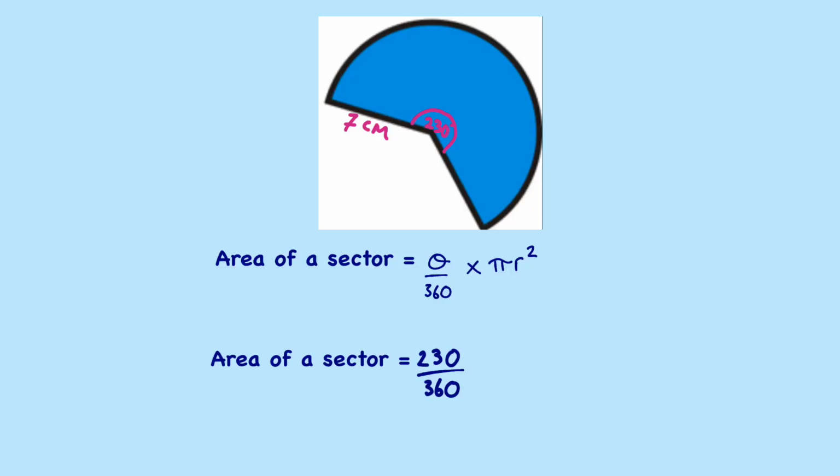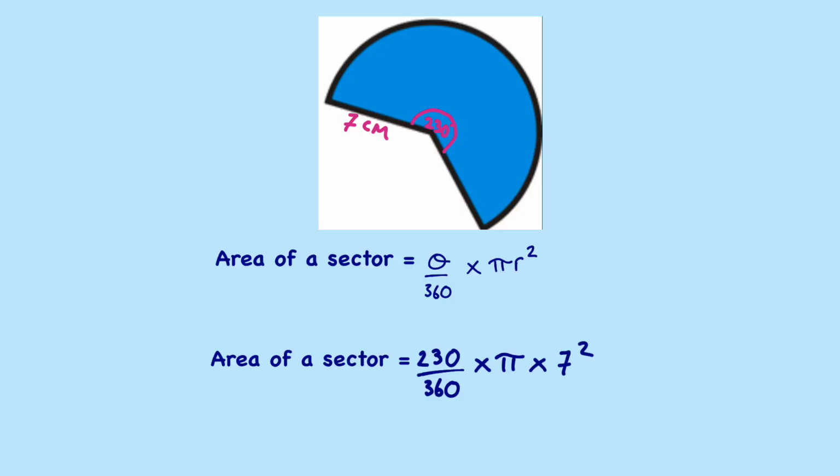Here's another example. So again, we need to find the area of the sector with angle 230 degrees. So the formula is theta over 360 multiplied by pi r squared. Substitute in the values, we have 230, which is our angle theta, divided by 360 multiplied by pi multiplied by r squared. Now our radius is 7.